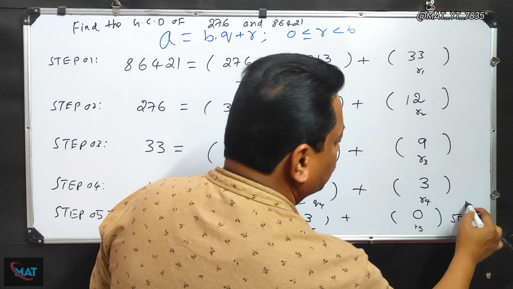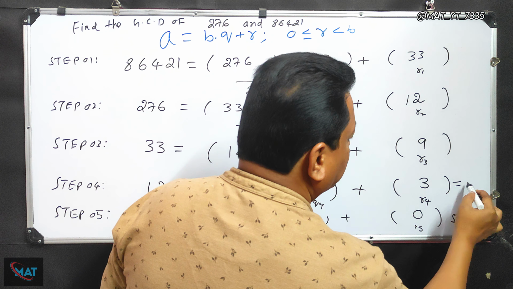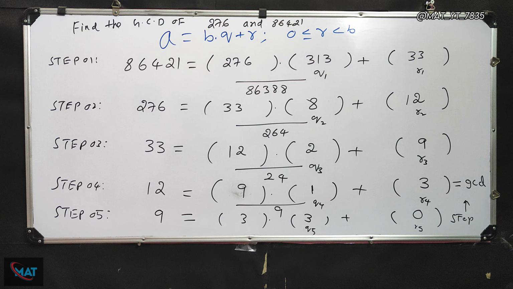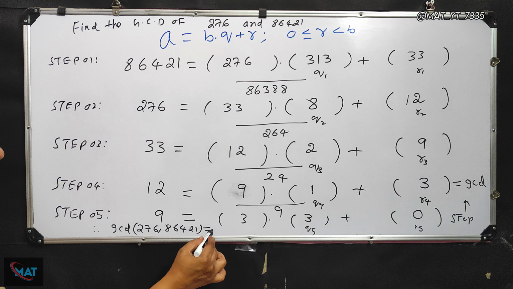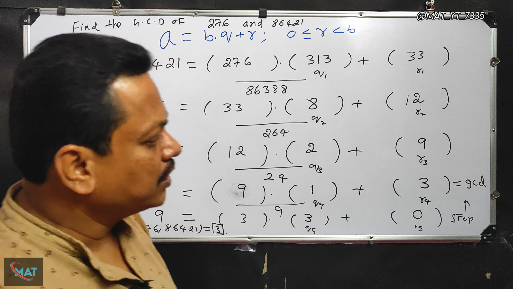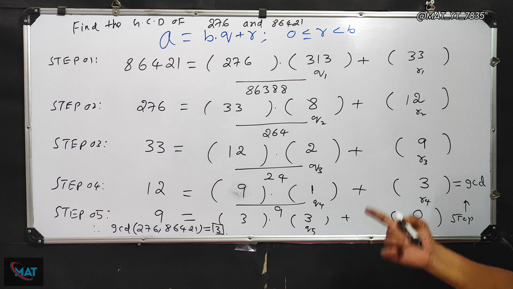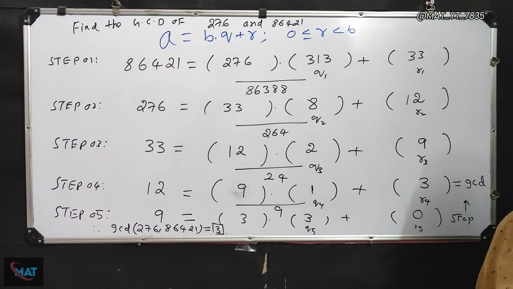You move from down to top direction. The first non-zero remainder, whatever it is, above 0, that is your GCD of those two numbers. So what is the conclusion? Therefore, our GCD of the given numbers 276 and 86421 must be 3. So 3 is the highest number that can divide both of these two numbers. Hope this example is clear to you all. Like that, any numbers if given to you, you can compute GCD in the same manner.